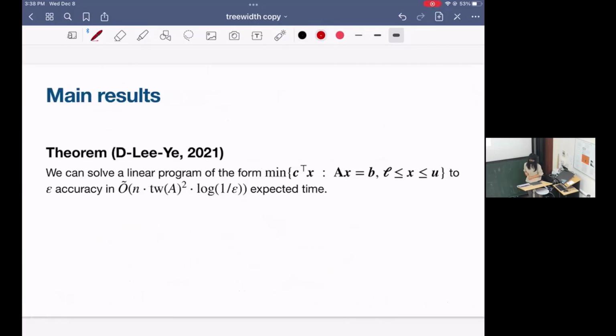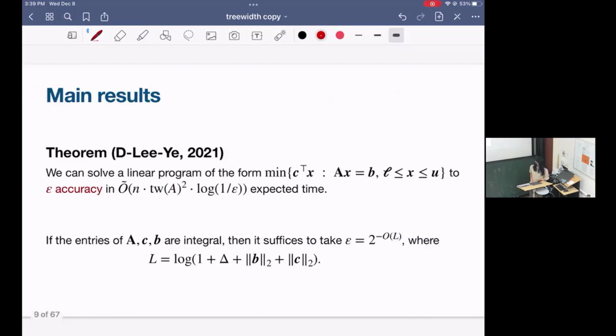Okay, so now our main result is as follows. We're solving a linear program of the form that I had just described, and we're doing this to epsilon accuracy, and the runtime is going to be linear in the number of variables, quadratic in the Treewidth, and also we have this log of the accuracy. We should mention that this is not a strongly polynomial algorithm because we're using interior point methods. So the expected time is the number of arithmetic operations.